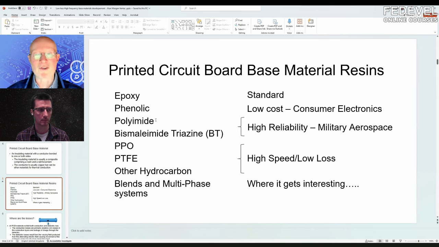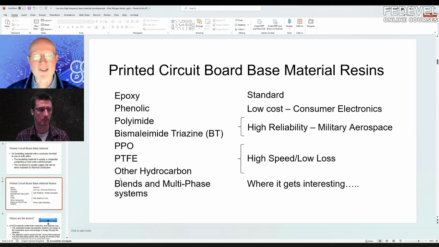And now many other materials are being qualified for space use. So even though these are still high reliability and very good materials, we are moving into this next category of PPO, polyphenylene oxide materials, PTFE, other hydrocarbons. So a whole range of materials that are designed specifically to be high speed and low loss, but also still have pretty good properties in terms of thermal performance. When these were being designed, people didn't throw everything away. They wanted to keep the thermal performance as well. So there's a whole range there.